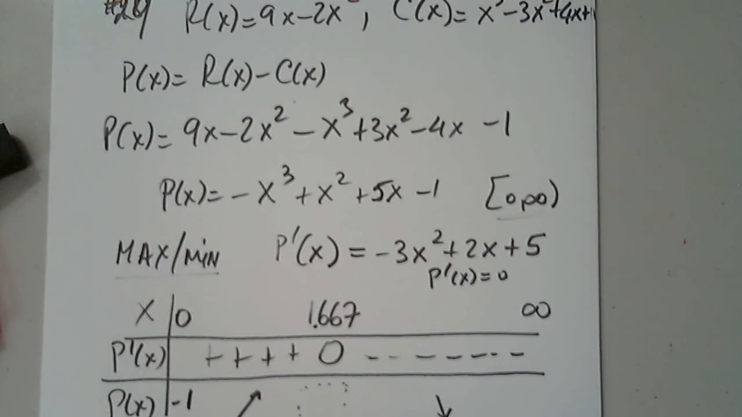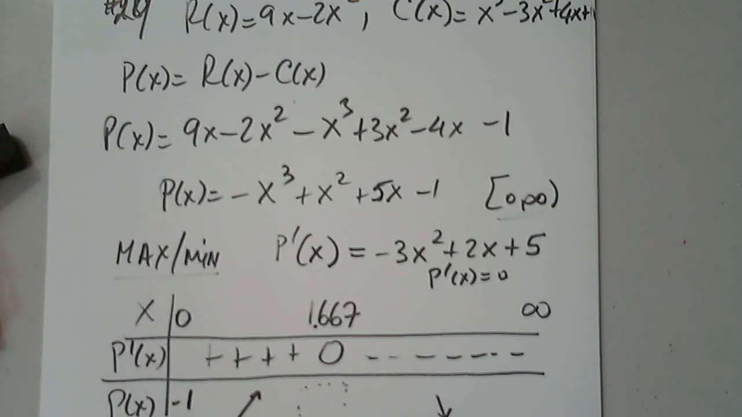For 1.667 thousand. Okay, so I go back to share my screen and I'll put the function in. And what is the function? The original p of x. Okay, so I have negative x to the third, positive x squared, and positive 5x, and then minus 1. And I plug in 1.667. That's all I want.